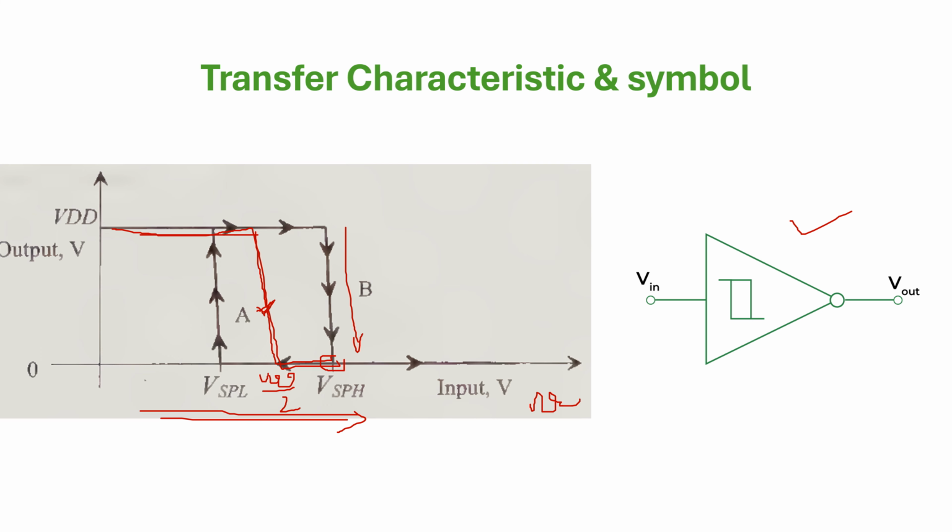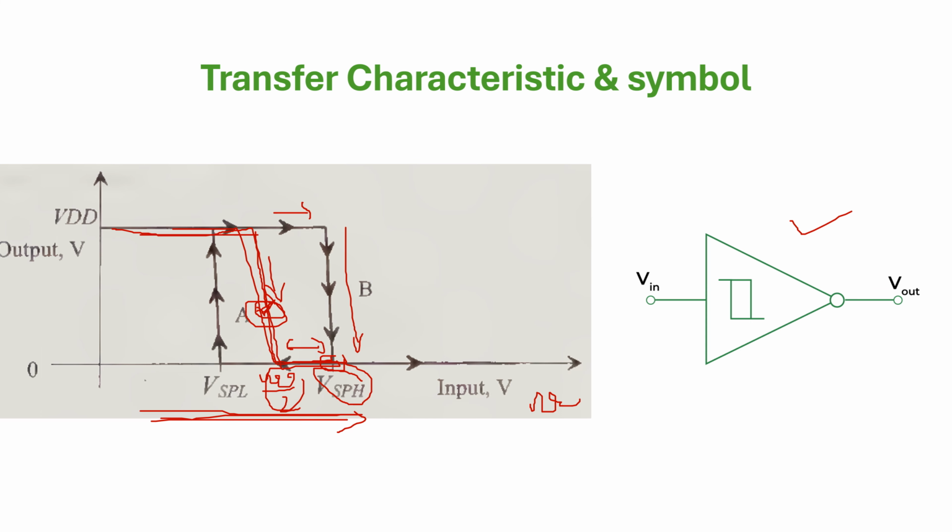As the input rises from 0 to VDD, the output will switch from VDD. But because of the hysteresis property of the Schmitt trigger, it will not switch here. It is not switching at VDD by 2; it will switch a little bit later. The word hysteresis itself means lagging behind, coming late. So instead of switching at VDD by 2, it switches a little later, at VSPH. Hence the name hysteresis.